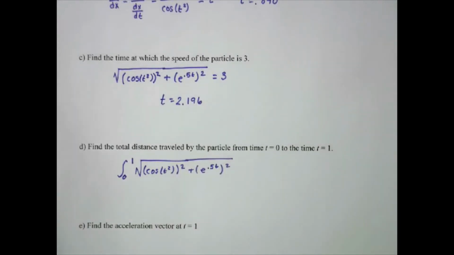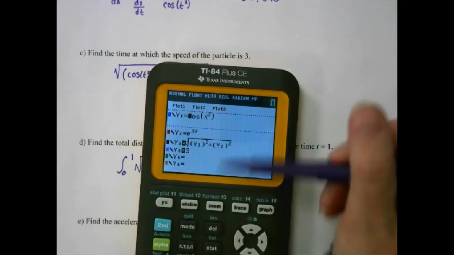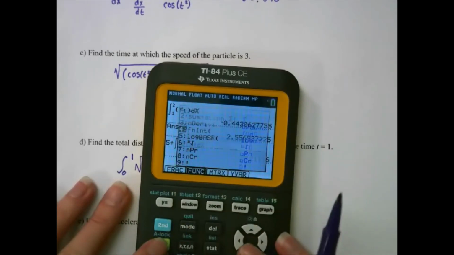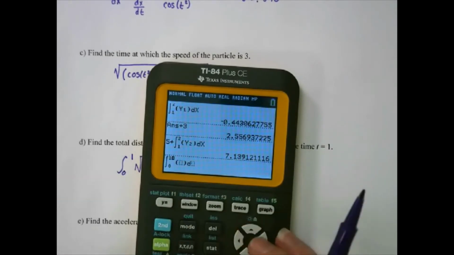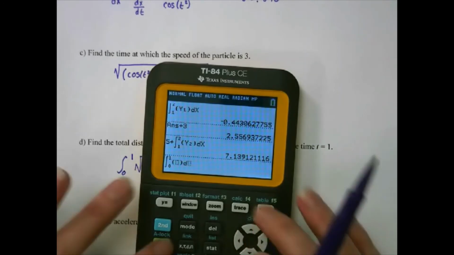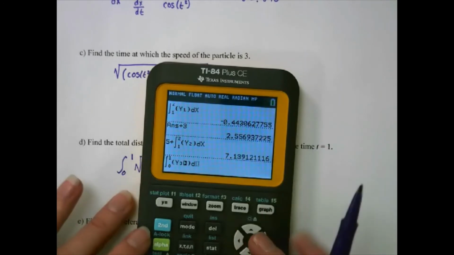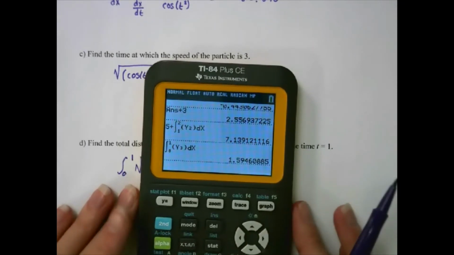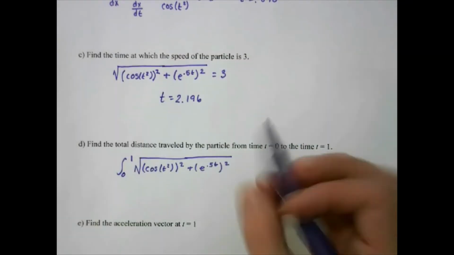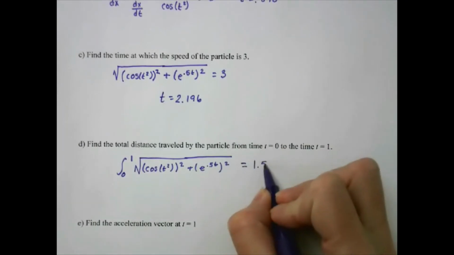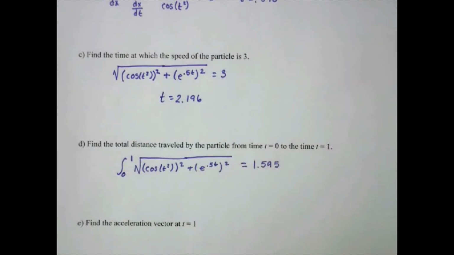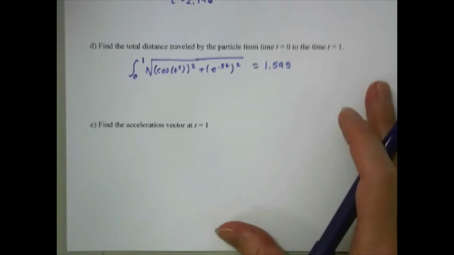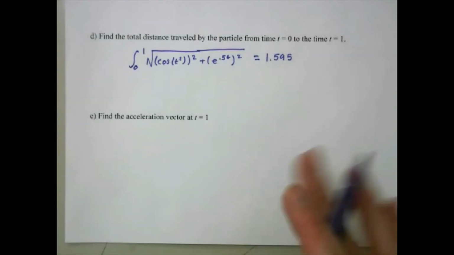Okay, well, I have that stored in my y3, right? So I'm just going to do the integral from 0 to 1 of y3, which gives me 1.595. So you can see how by storing these formulas in the calculator, it makes quick calculator work.